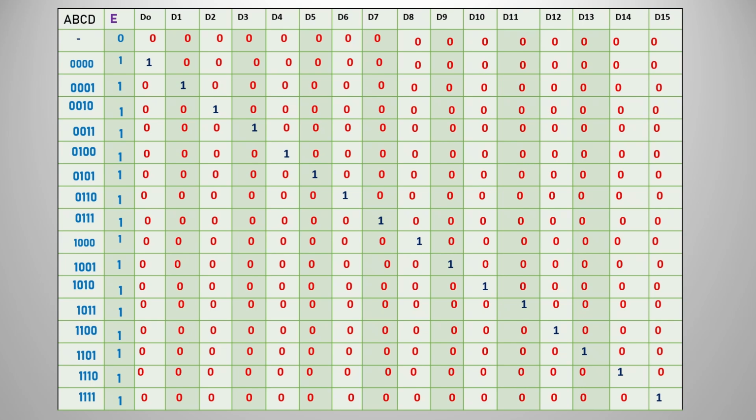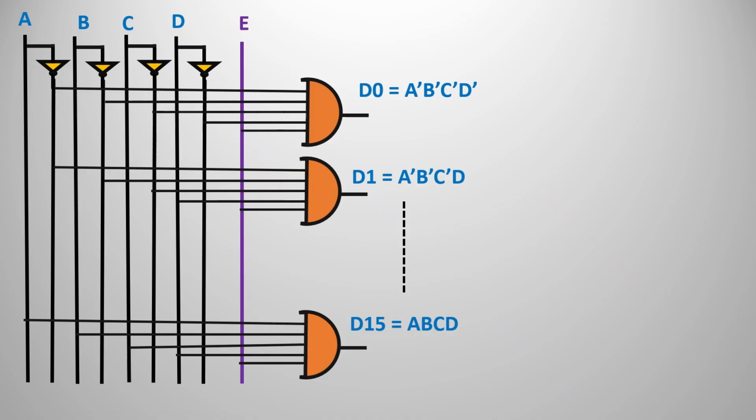Even if you are not representing the zeros, it's not a problem, but you have to represent all the ones. Or you can simply represent 0 0 0 0 corresponding to D0 and 1 1 1 1 corresponding to D15, like that you can represent it without drawing this table. The circuit diagram is also drawn in the same fashion.